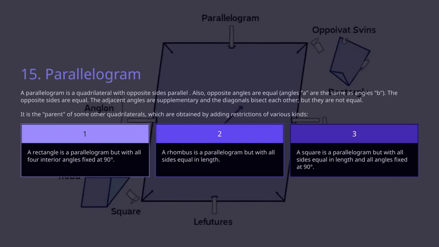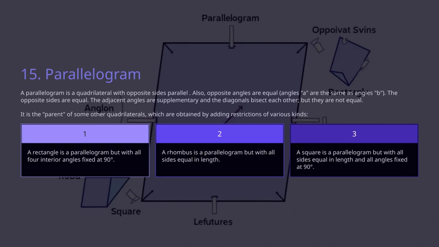Let's take a closer look at the parallelogram. A parallelogram is a quadrilateral where opposite sides are parallel, which is a key defining feature. This parallelism leads to some interesting properties, such as the fact that opposite angles are equal, so the angles labeled A are the same as the angles labeled B. Additionally, the opposite sides are equal in length, which adds to its symmetry.